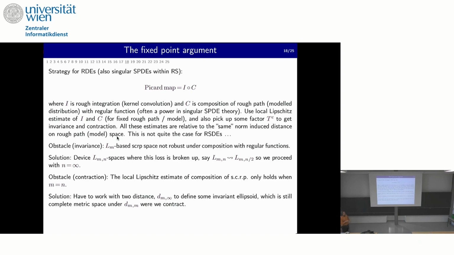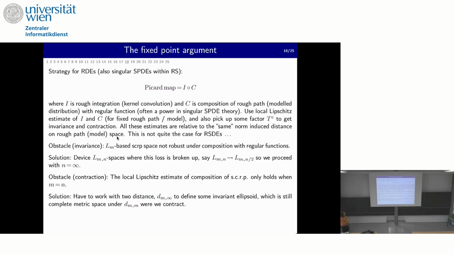The Picard map, let's ignore silly things like adding initial data or something. The Picard map is essentially a composition of, first you put something in a regular function, you have this composition, and then you integrate, right? And then if there's a fixed point to this Picard map, that's a solution.